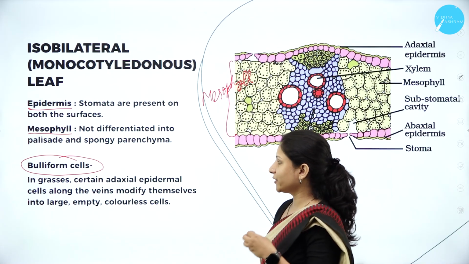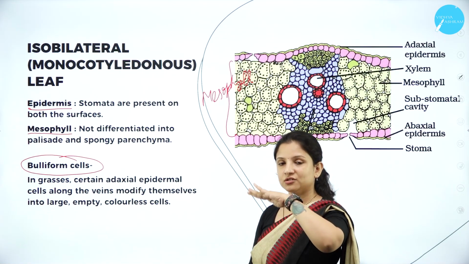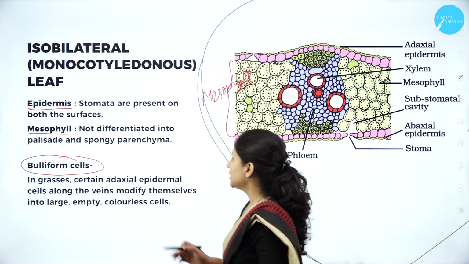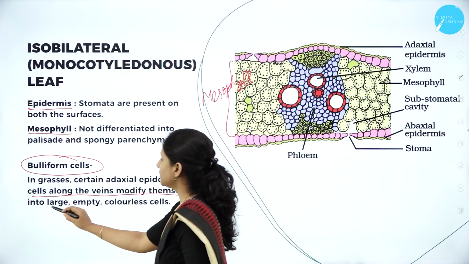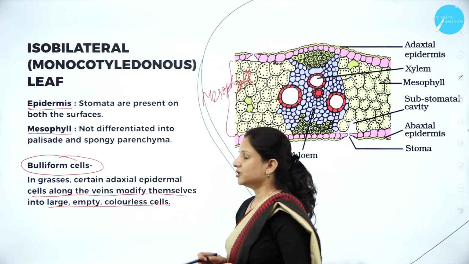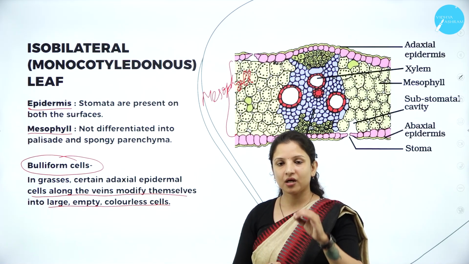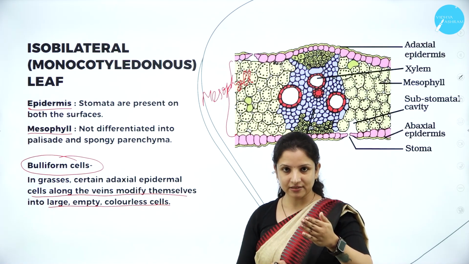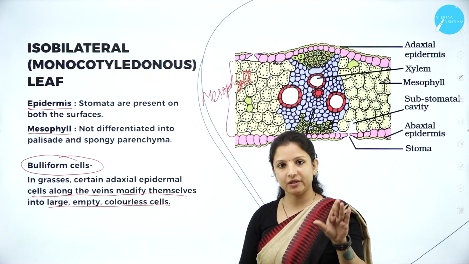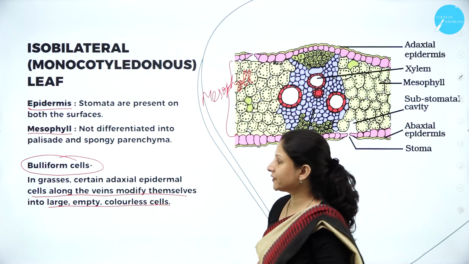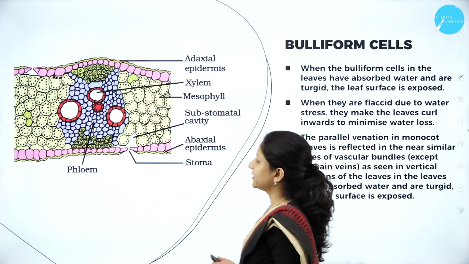So in grasses, when you look at the adaxial epidermis, that is the dorsal epidermis or the upper epidermis, the cells along the veins modify themselves into large, empty, colorless cells. These large, empty, colorless cells, present in the upper epidermis or adaxial epidermis of the monocotyledonous leaf, we call the bulliform cells. So let's talk about the bulliform cells in detail.